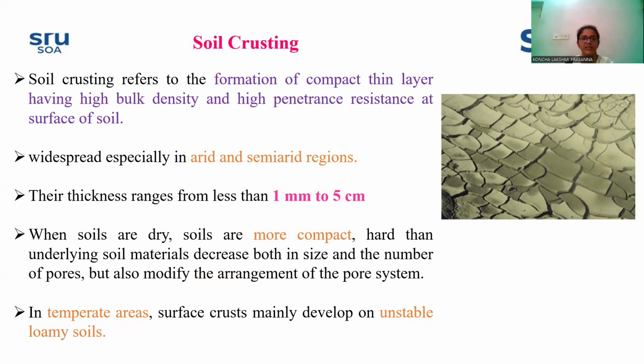Soil crusting mainly occurs when the soils are dry. When soils are dry, they become more compact and harder than the underlying soil materials, which decreases both the size and the number of the pore spaces, and also modifies the arrangement of the pore system. In the temperate areas, surface crusts mostly develop on the loamy soils.